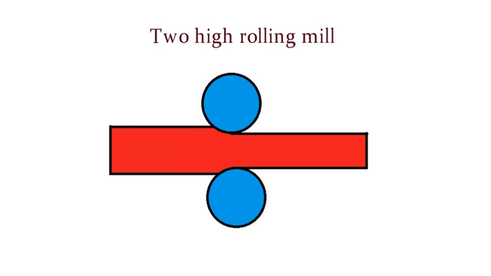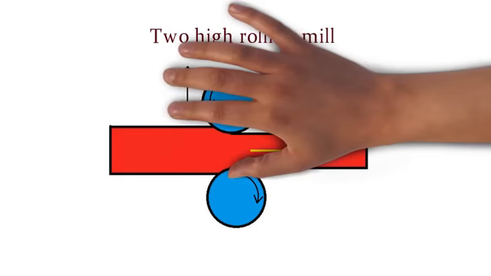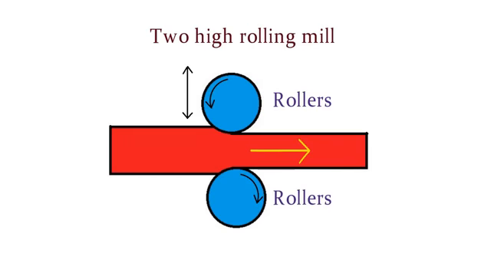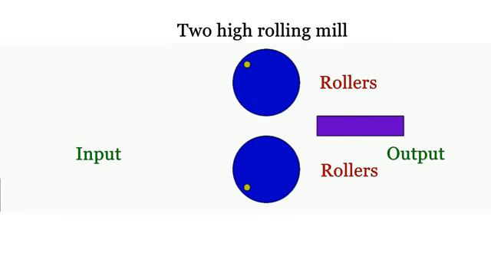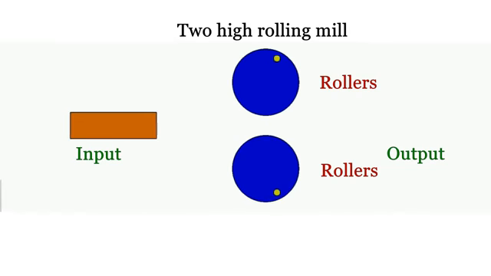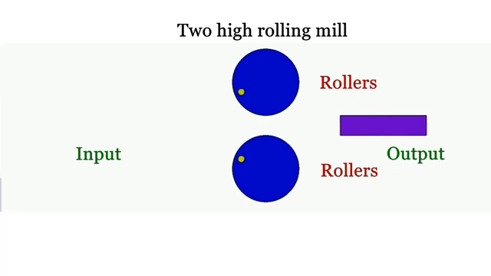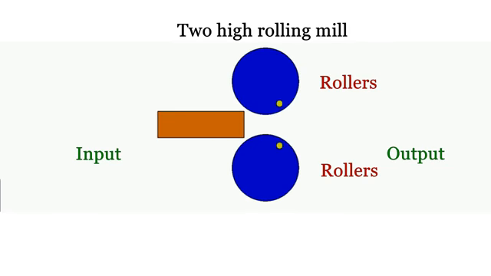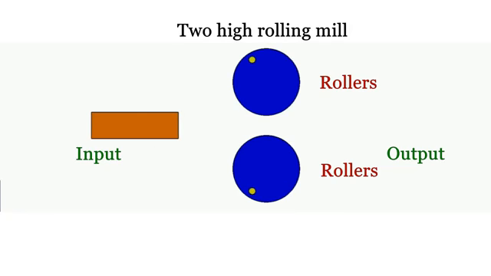First is 2 high rolling mill. This is the simplest type of rolling mill setup in which 2 rollers are used. The distance between 2 rollers can be adjusted according to the metal thickness. The lower roller is fixed, whereas upper roller has vertical motion to adjust the distance between 2 rollers. Both the rollers have opposite direction of rotation. It means if upper roller rotates in anticlockwise direction, then lower roller rotates in clockwise direction. This type of rolling mill is known as non-reversing rolling mill.